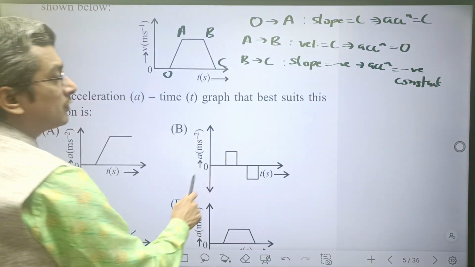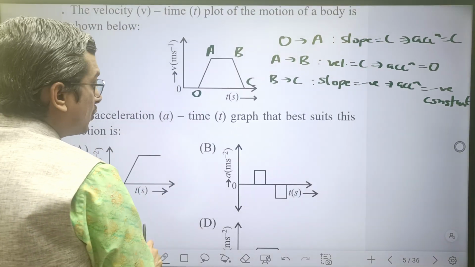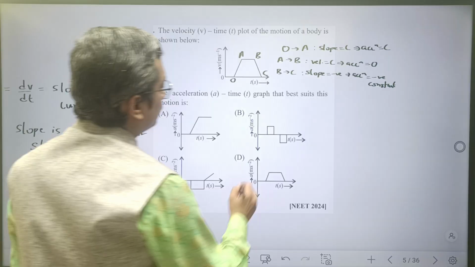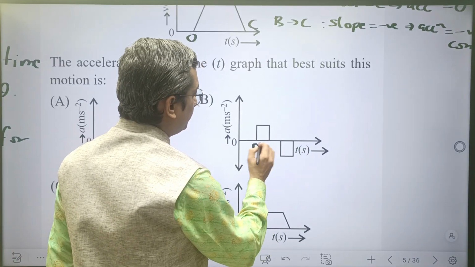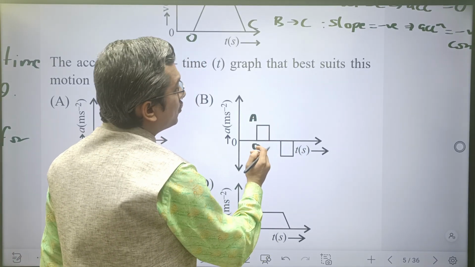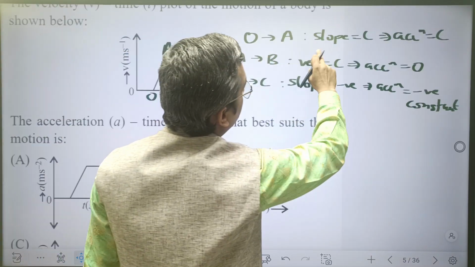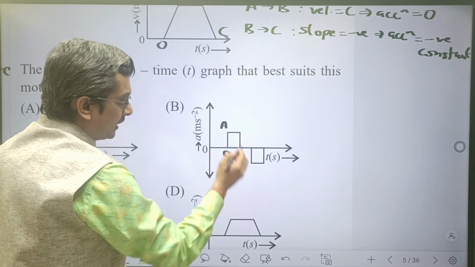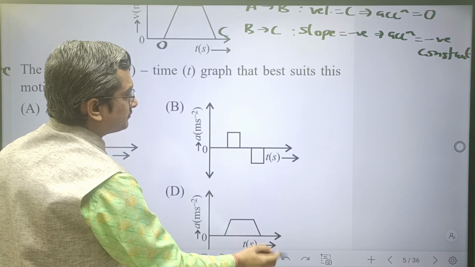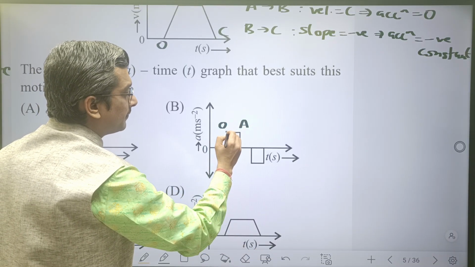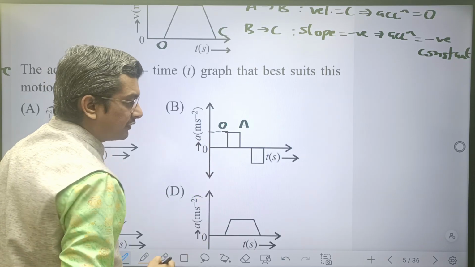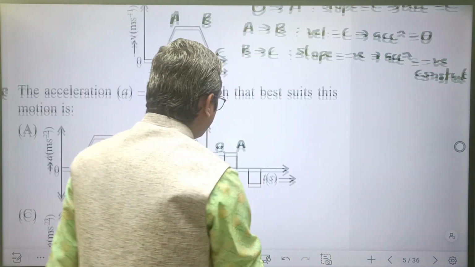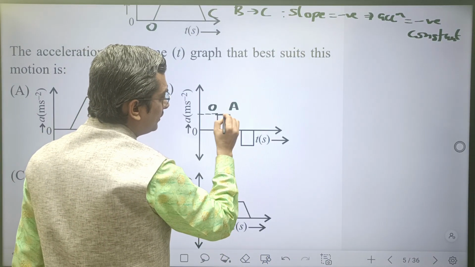So out of these four graphs, we have to observe that for region O to A, observe this second graph, this is O A. For region O to A, slope is positive constant, so acceleration is equal to constant. So this is O and this is A. Acceleration is constant here, isn't it? After that, what happens? The acceleration is 0. So here it is the graph from O to A.